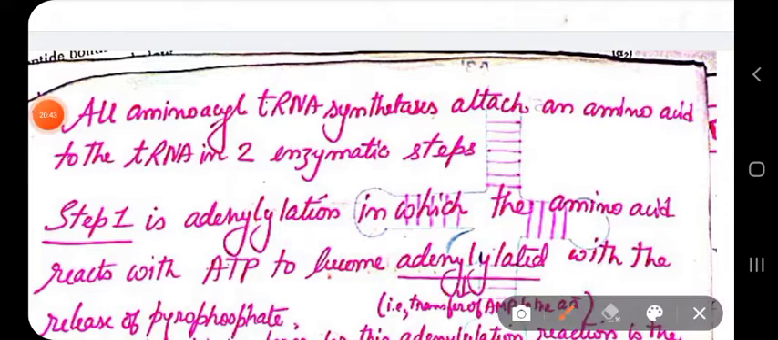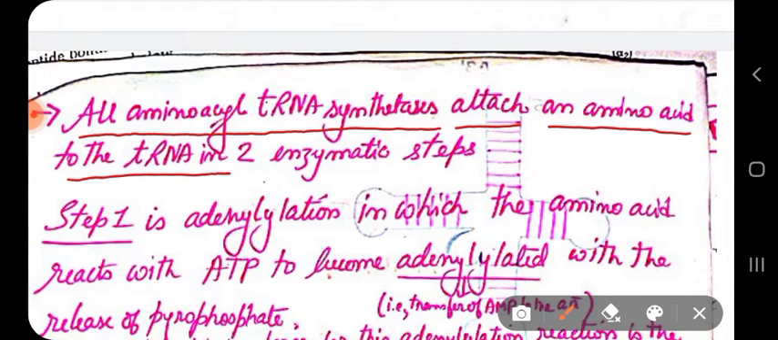Now let us see. All amino acyl tRNA synthetases attach an amino acid to the tRNA in two enzymatic steps. So there are two steps. I have said there are different types of amino acyl tRNA synthetases, and each of them is dedicated to attaching a specific amino acid to the tRNA. They do this attachment in two enzymatic steps. Let us see those steps.